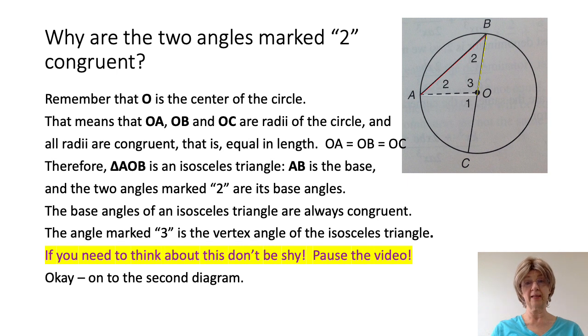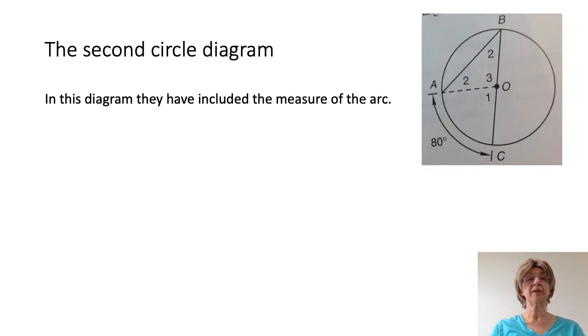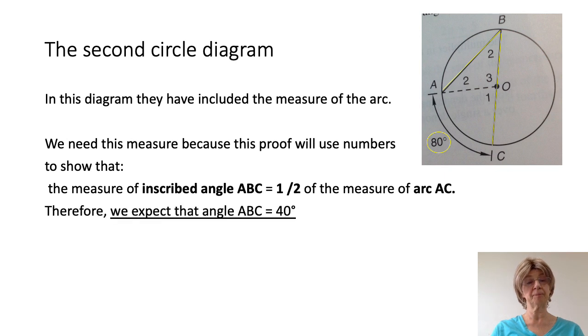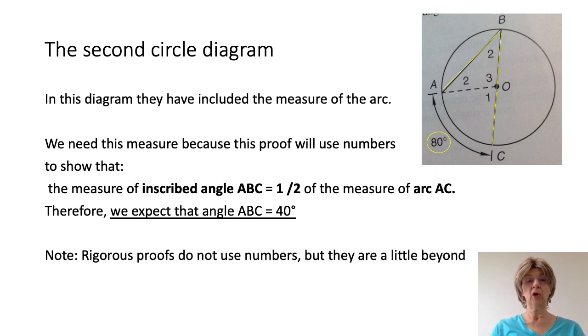Okay, on to the second diagram. In this diagram, they have included the measure of the arc. We need this measure because this proof will use numbers to show that the measure of inscribed angle ABC equals 1/2 of the measure of arc AC. Therefore, we expect that angle ABC equals 40 degrees. Note, rigorous proofs do not use numbers, but they are a little beyond our scope at this time.